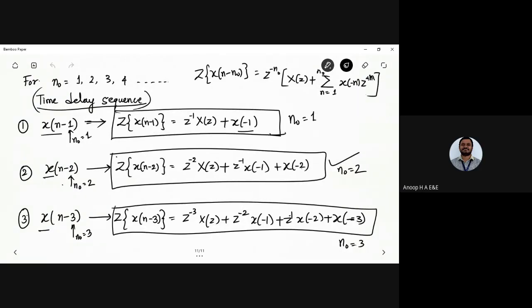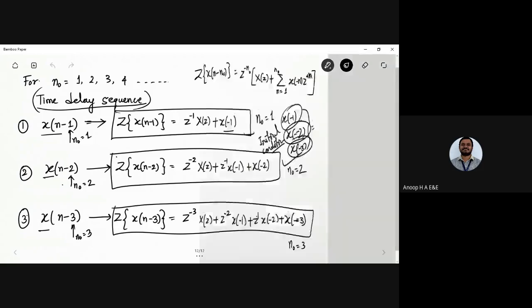That would be equal to z power minus n naught x of z plus sigma n is equal to 1 to n naught. n naught would be 1, so I'll be taking the value as x of minus 1 there. That is already being written there, z power minus 1, so that is being eliminated here. So x of minus 1, x of minus 2, x of minus 3, that is everything which would be equal to the initial conditions. So this is how you can write the transform of x of n minus 1, x of n minus 2, x of n minus 3.